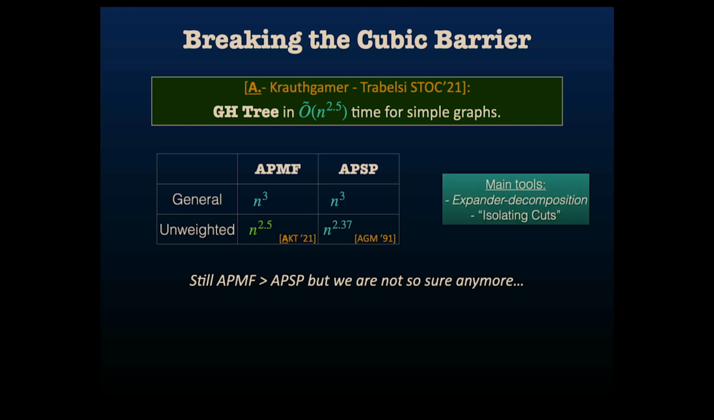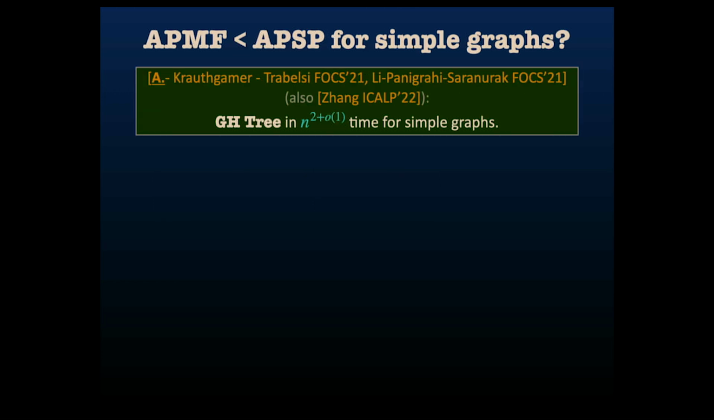And yeah, one of the tools we discovered was this isolating cuts. I'll mention it later in the talk. And then 6 months later, there were 3 papers on arXiv at the same time, improving the bound from 2.5 to n squared.